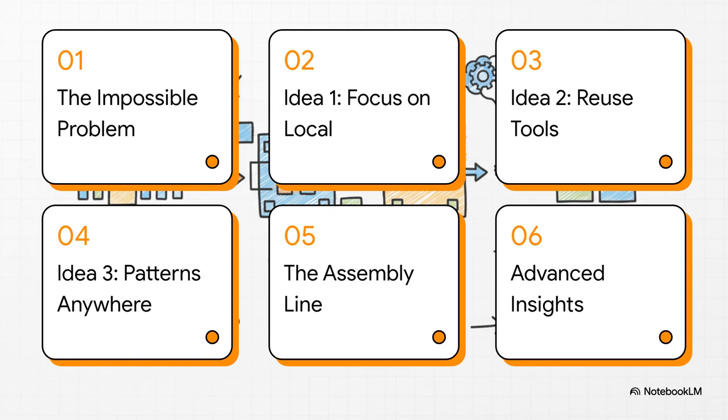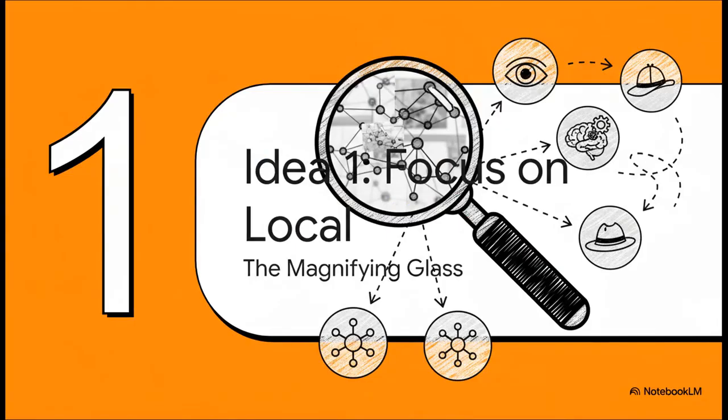So how do we solve this impossible problem? Well, not with more power, but with more intelligence. We're going to follow the trail of 3 brilliant ideas that completely cracked the case. First, how to focus on what actually matters. Second, how to work way more efficiently. And third, the secret sauce to finding a clue no matter where it's hiding. Let's start the investigation.